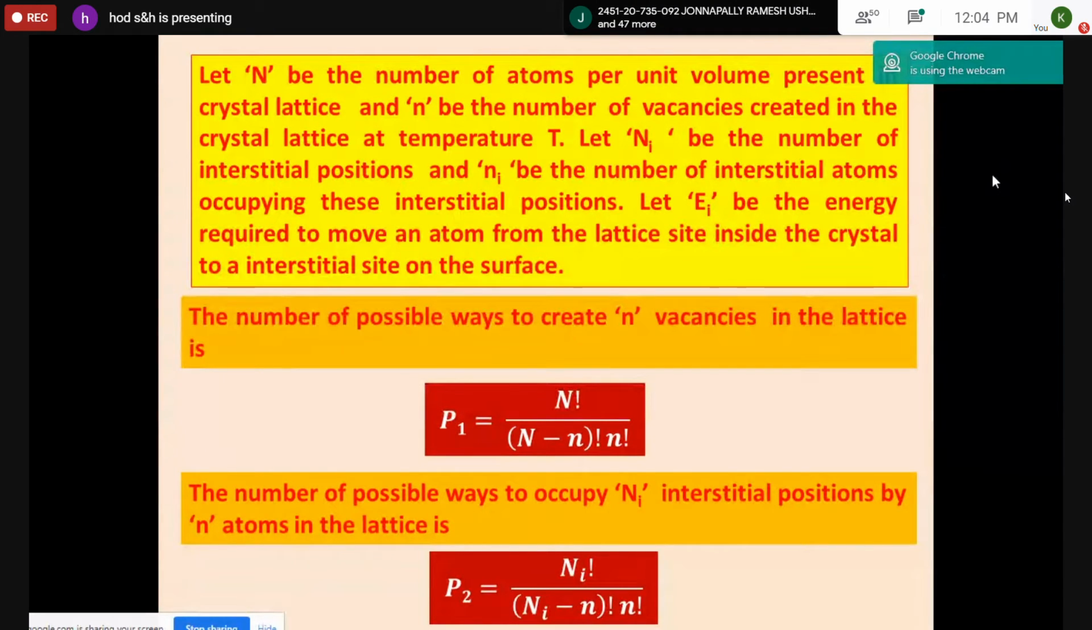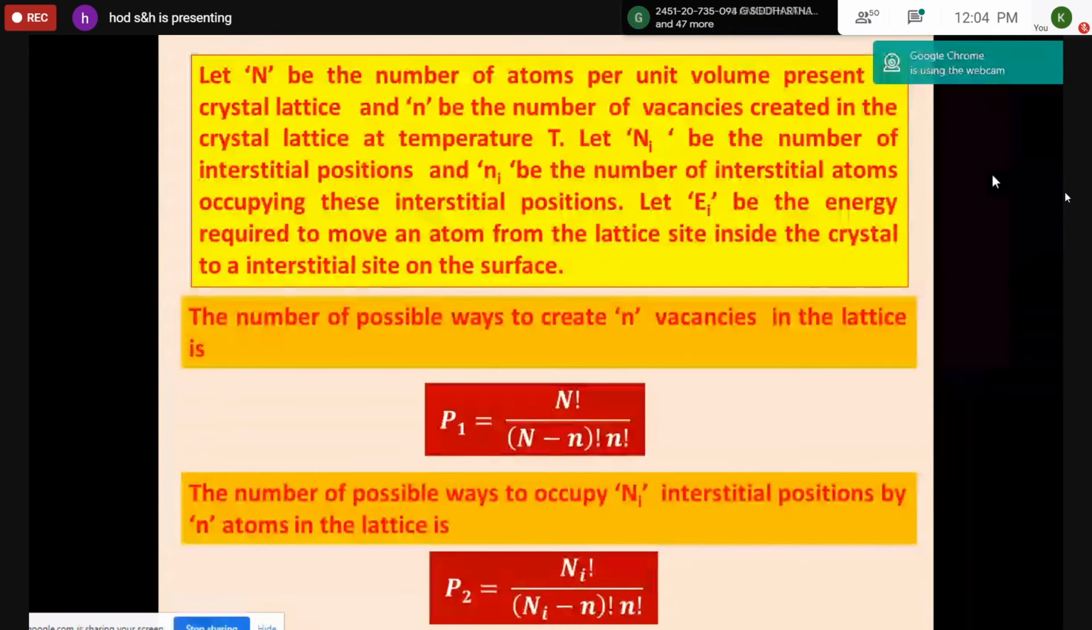P1 and P2. Please note these two. P1 is equal to N factorial by N minus n factorial into n factorial. P2 is equal to Ni factorial by Ni minus n factorial into n factorial.